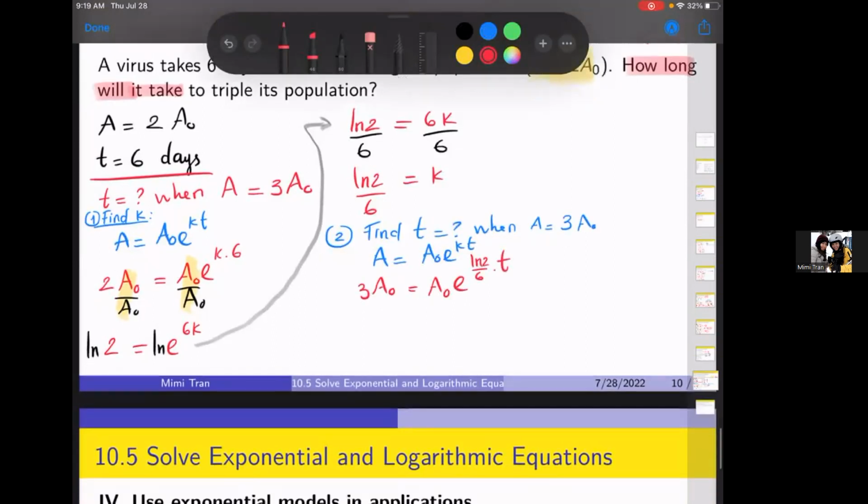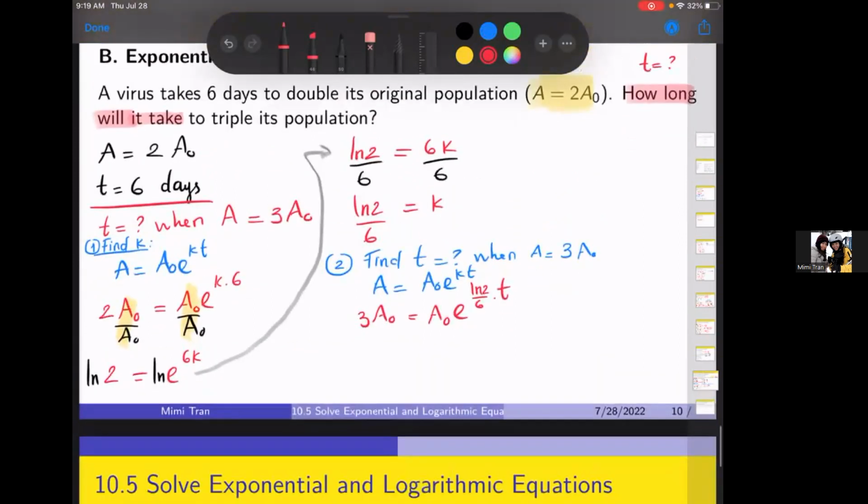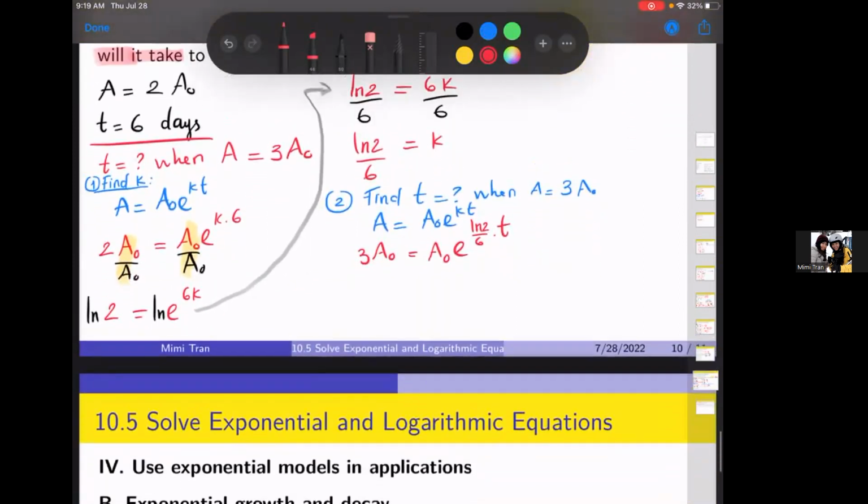Do you have any question up to this point? Do you guys see the pattern here? First, I need k, right? Because my final answer is t. So the first step, I was looking for k using the first information. The second step, using the second information to solve for t. Cancel A naught both sides like we did. Why don't you guys solve that? I'll see what you have.